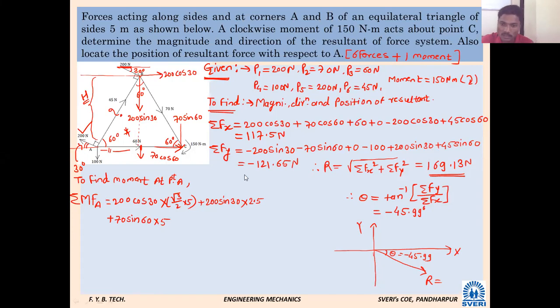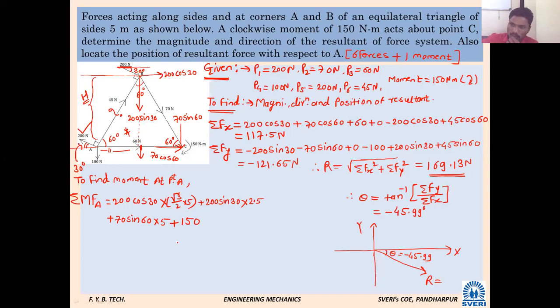All forces are over. Is something still remaining? Look, one more thing. Along with forces, what is given extra? Moment. Now that moment we have to consider as it is, with its sign. How is the direction of moment given, clockwise or anti-clockwise? Clockwise. Plus or minus? Positive. As it is we have to take plus 150.